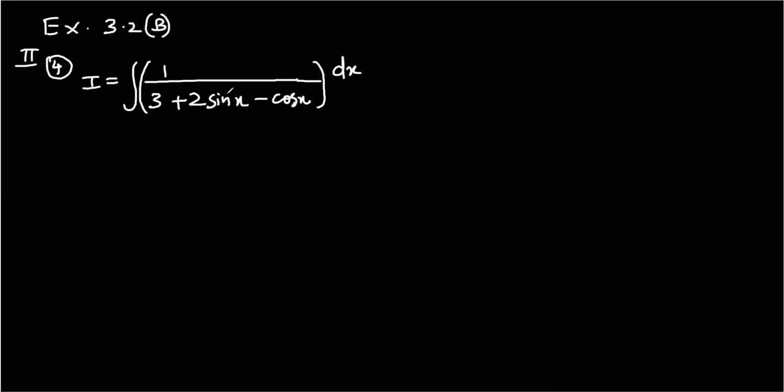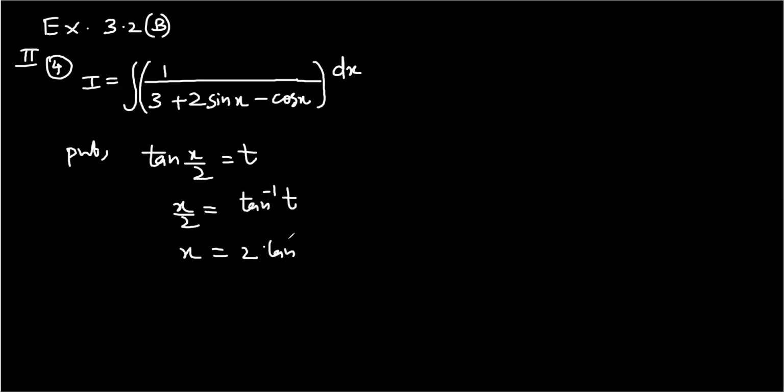So I remember the type, I know the solution. How do I solve? So here I go ahead and write here, put tan x by 2 equals to t. So when tan x by 2 is t, what is x by 2? X by 2 is tan inverse of t. So x is 2 tan inverse of t.